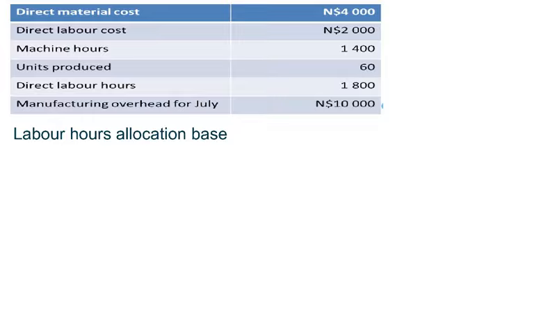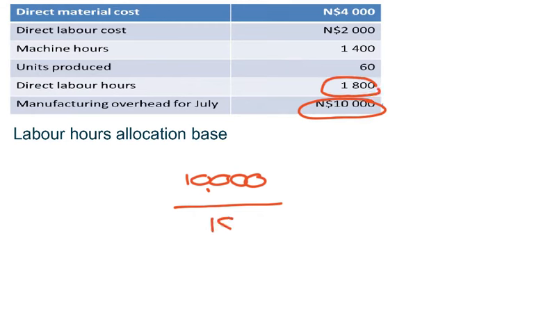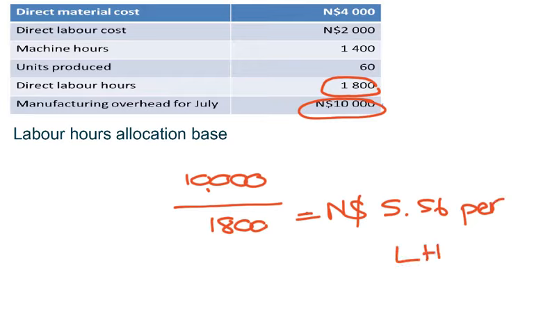The next one, we can use the labor hours as allocation base. And remember, again, we take our total manufacturing overheads divided by my labor hours. And if I look there, I will find 1,800 labor hours, and my calculation will get me 5.56 per labor hour. What is this number telling me? This number is telling me that for every labor hour in the production process, I plan or estimate that I will incur 5.56 per labor hour in manufacturing overheads.